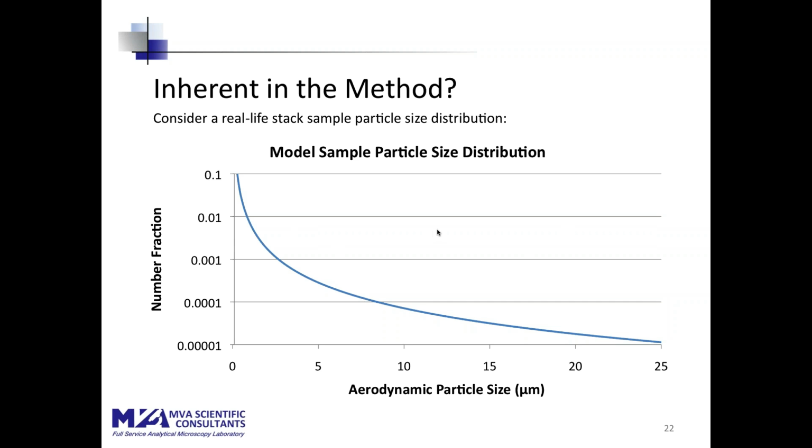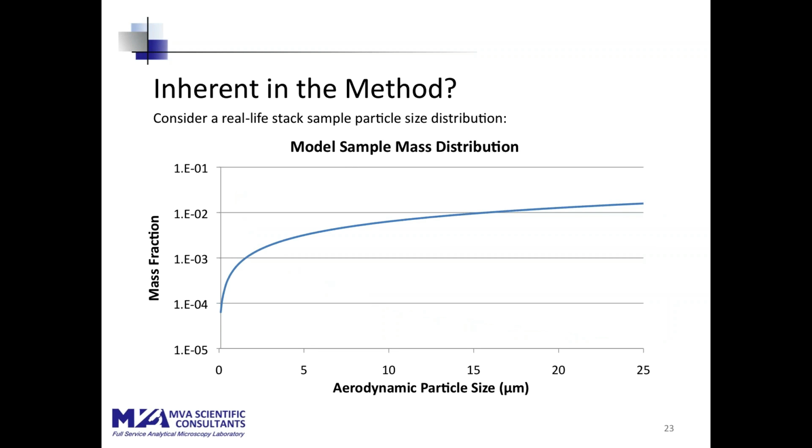This is the number distribution. Another way of looking at it, which is a little more illuminating, is to look at the mass distribution. These particles have been modeled as spheres so that the mass is proportional to volume, which is a cubic function of diameter, so the mass distribution doesn't look quite the same. Now very little of the mass is less than 2.5. A very small fraction of the mass is less than 2.5, and a significant fraction of the mass is in particles that are larger than 2.5.